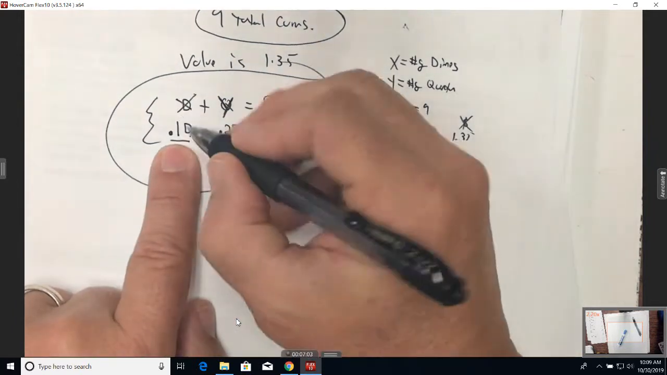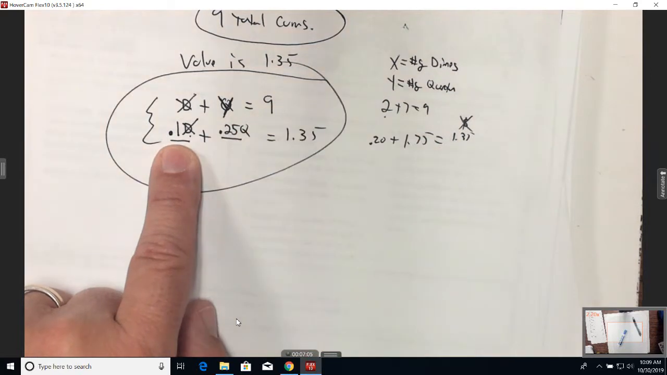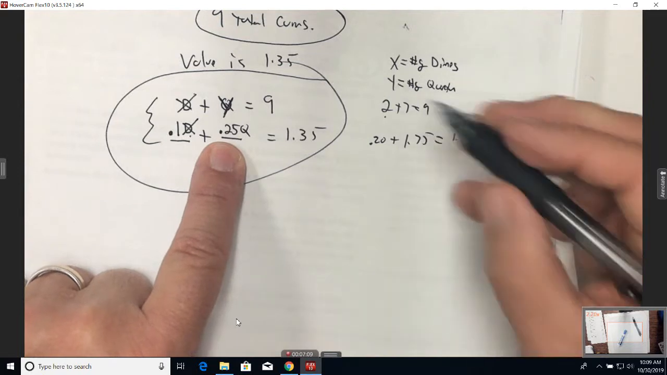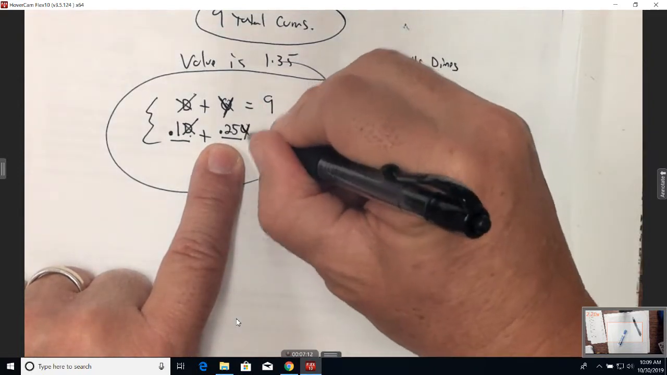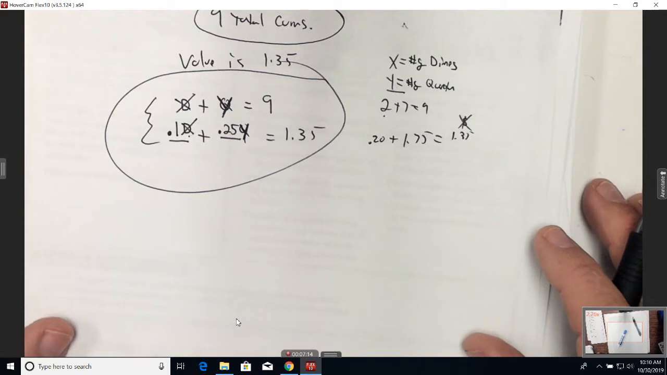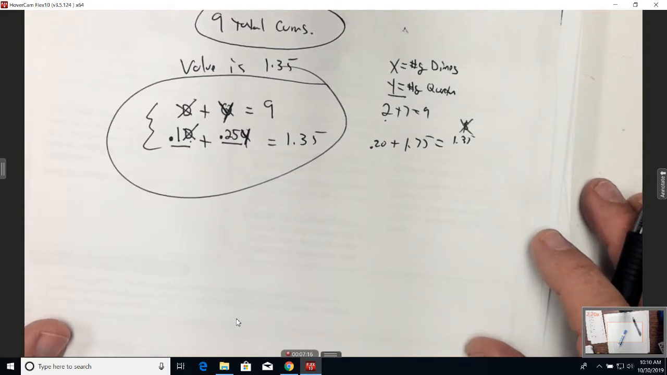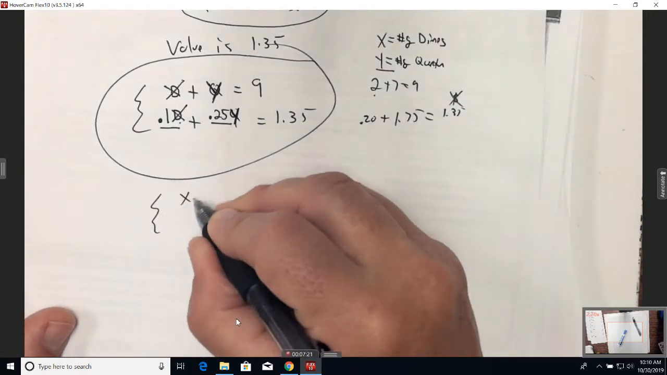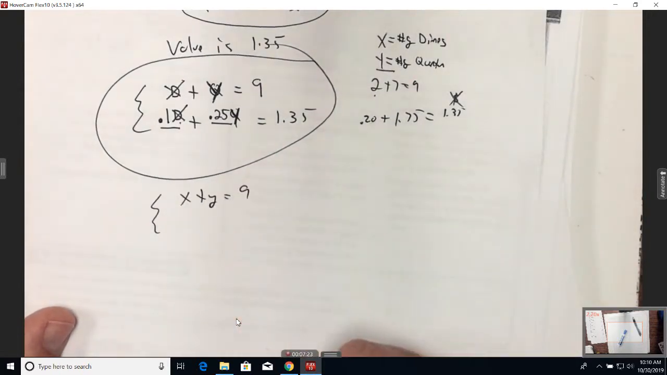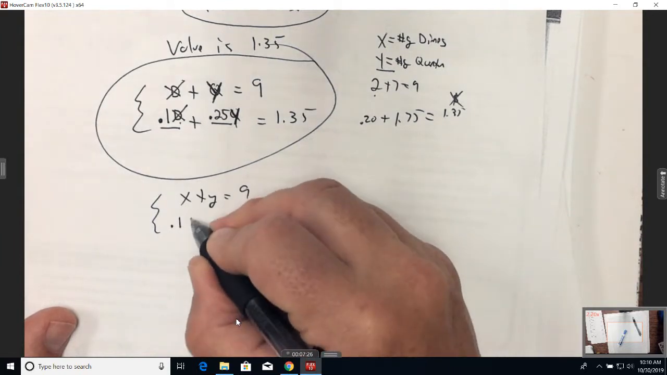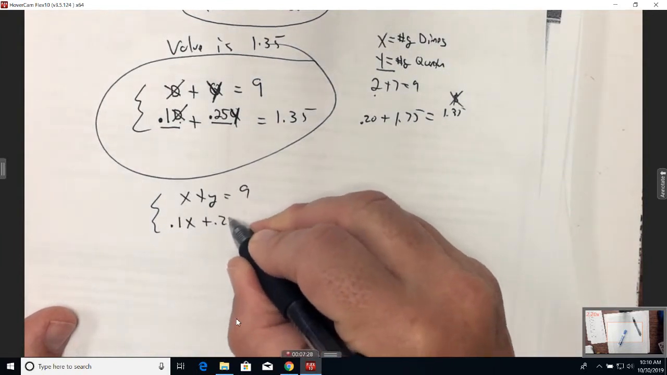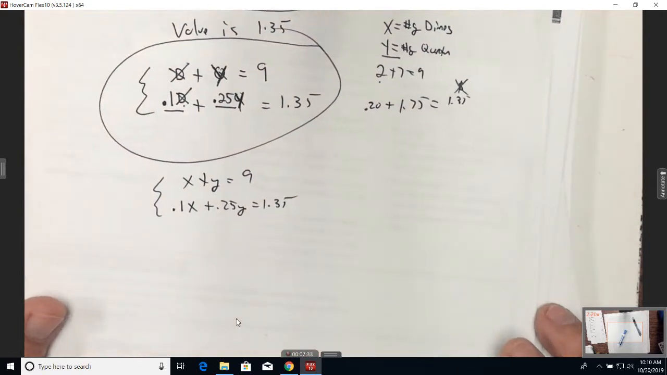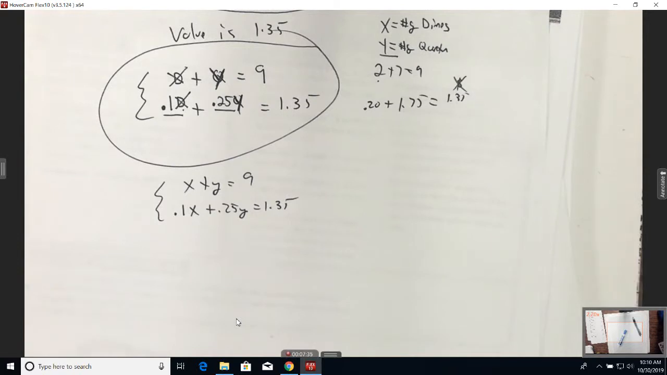So instead of 0.1 times D, it's going to be 0.1 times X. Plus 0.25 times, not Q, but Q is what in my calculator? Y. Can't put D's and Q's in there. I can only graph in terms of X and Y, so I got to make one of them X, one of them Y. So really I'm solving this system of equations. What 2 numbers can I add together to give me 9? That when I multiply the first one by 0.1 plus the second one by 0.25, it gives me $1.35. That's the hard part. The easy part is solving it.